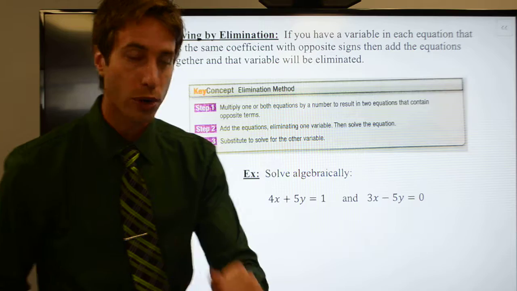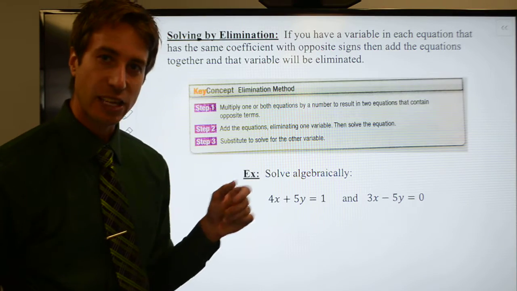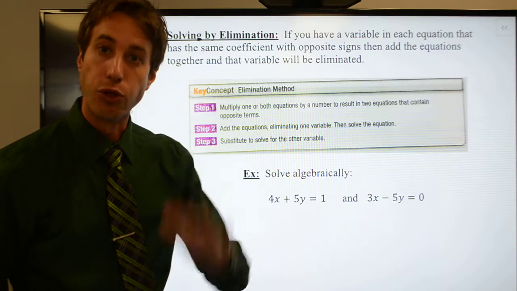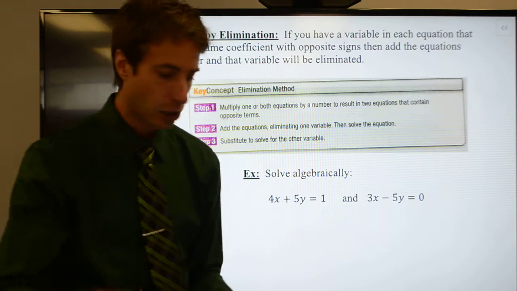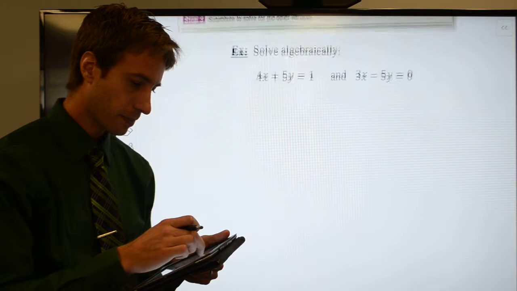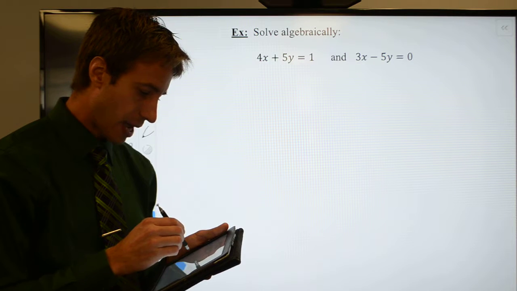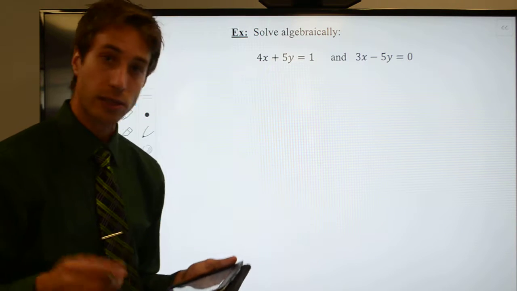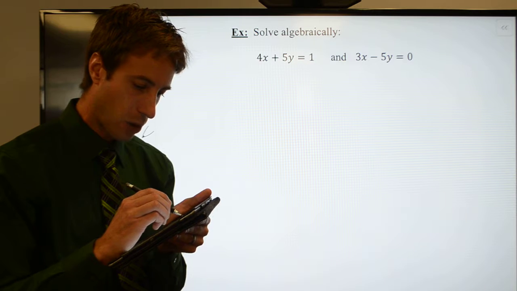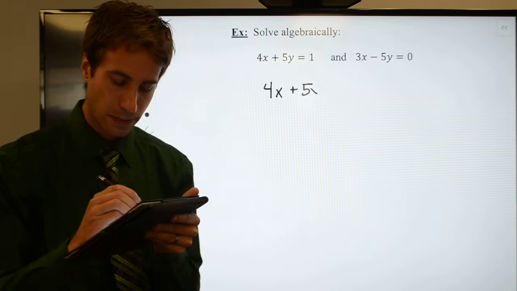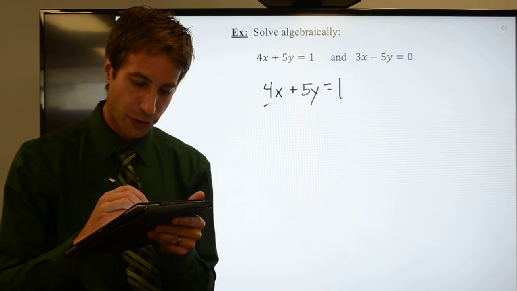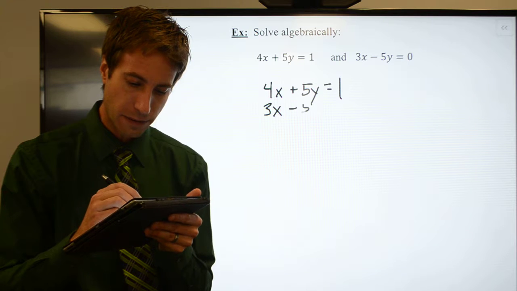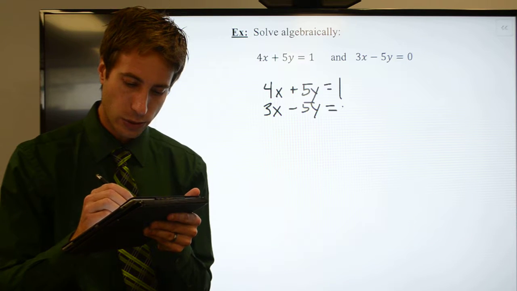And what we're going to do is we're going to add the equations together. Those y's will drop out. All I'm left with is x. Take a look at how this works. I am going to add these equations together. So I will have 4x plus 5y equals 1. I'm going to add to that 3x minus a 5y is equal to 0.